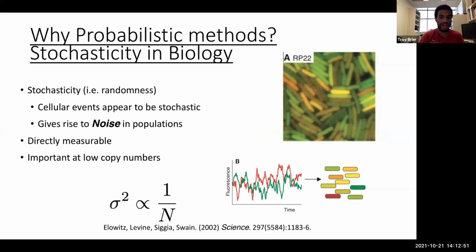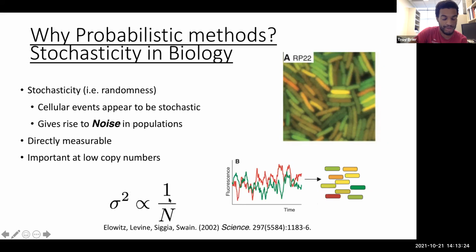What they find, contrary to what you would think if things were deterministic, is that you get a distribution of colors from this expression platform. That tells them there is some sort of randomness in the way the red and the green fluorescent proteins were being expressed. And the last bullet point here is that it's important at low copy numbers, so your noise or your variance here is directly proportional to your copy number.